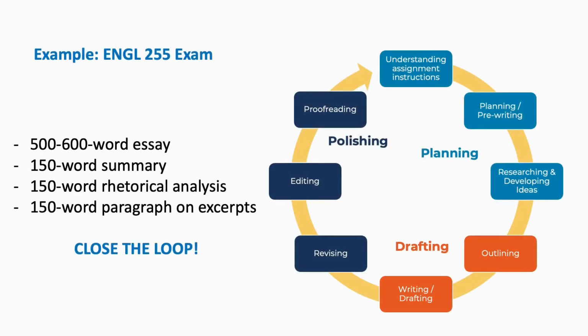Let's look at it a different way. It's called closing the loop. This means that, let's say for the English 255 exam, it has 4 writing tasks. This means we're going to complete each task by closing the loop, starting at looking at the instructions for what we need to do, all the way through to proofreading, and then move on to the second writing task.